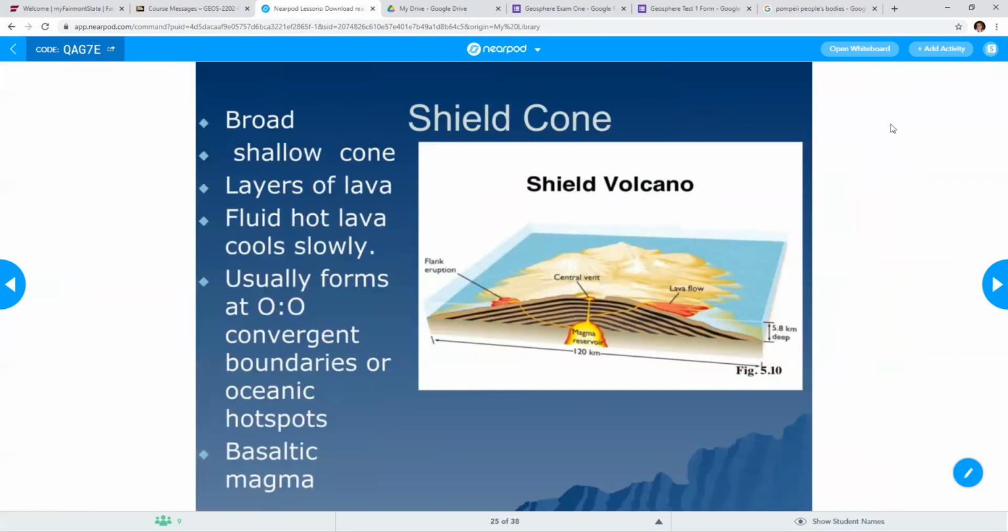How about a shield cone or a shield volcano? These are enormous, but they're flat. They're not really giant tall-wise, but they are really, really long. These form at ocean-to-ocean convergent boundaries, also at oceanic hotspots, so Hawaii is a shield volcano. This is where that basaltic magma comes into play.